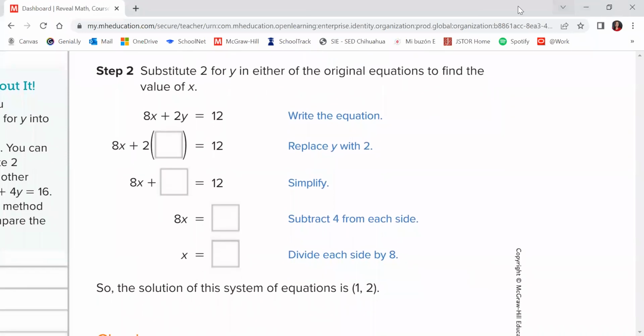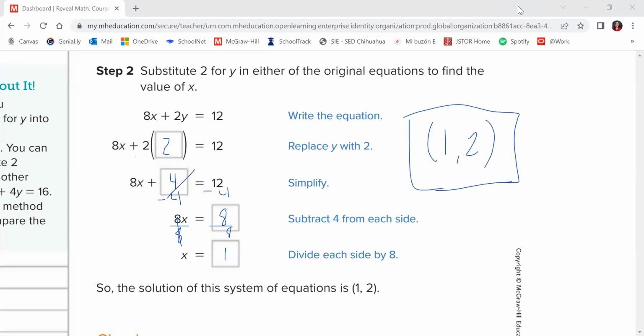In this case, we have 8x plus 2y is equal to 12. So 8x plus 2, and instead of y, we're going to place a 2. So 8x plus 4 is equal to 12. We need to subtract 4 from both sides to eliminate the 4. So 8x is equal to 12 minus 4, which is 8. Then we divide both sides by 8 to find out that x is equal to 1. So our solution would be (1, 2).